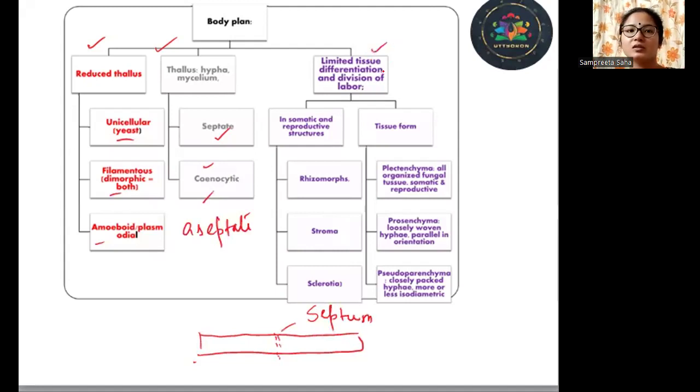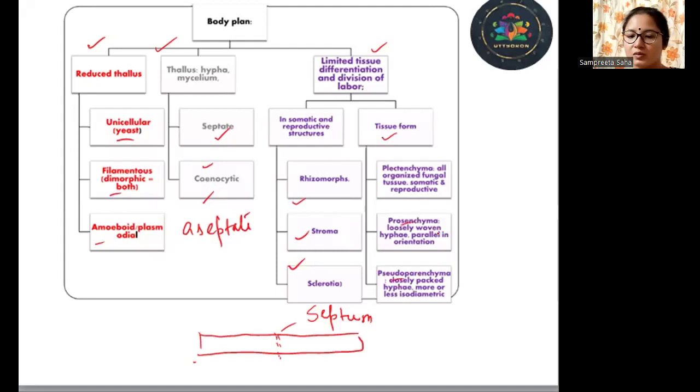Not as much as the ones that we see in the higher forms like plants and animals. Whenever we speak of tissue differentiation, we have this tendency of imagining the complex one. The fungi show minimum tissue differentiation. In somatic and reproductive structures, we have the rhizomorphs, stroma, and sclerotia. These are a few special structures that we will discuss later on. And then in the tissue form, we have plectenchyma, we have prosenchyma and we have pseudoparenchyma.